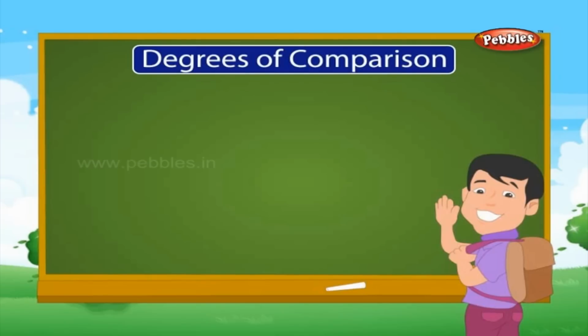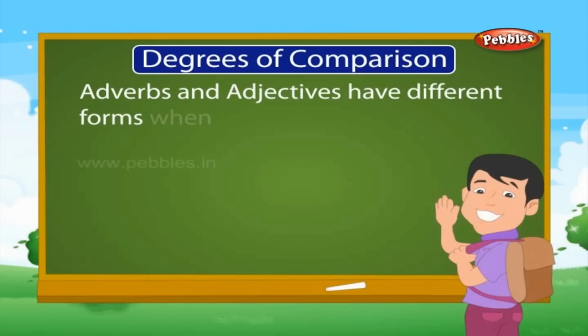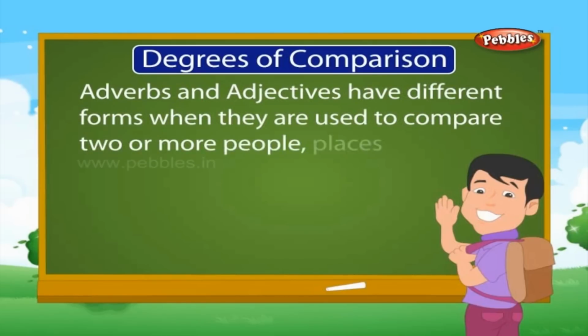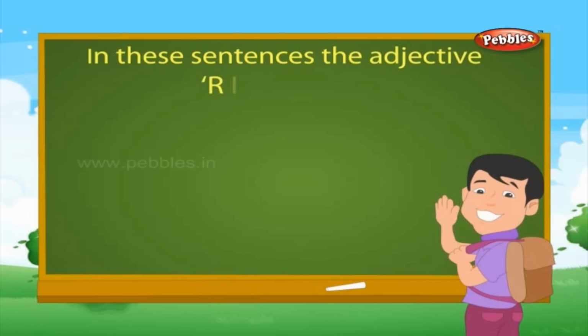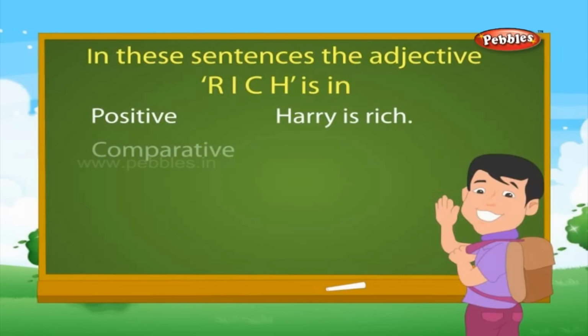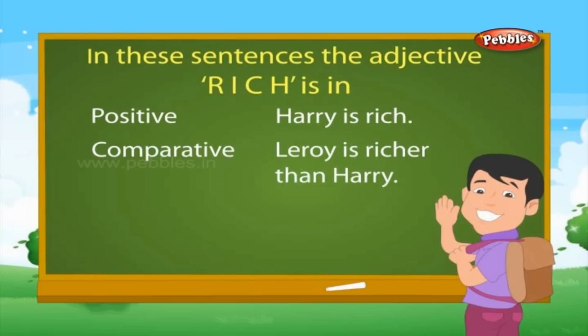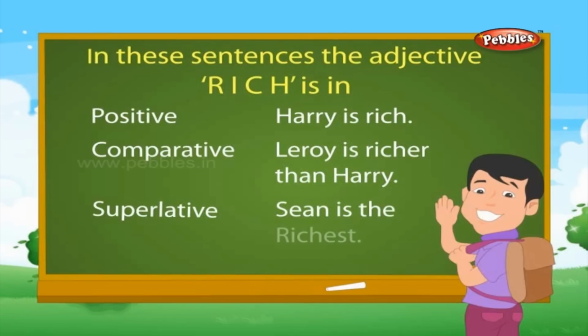Degrees of comparison. Adverbs and adjectives have different forms when they are used to compare two or more people, places, or things. In these sentences, the adjective RICH is in positive. Harry is rich. Comparative. Leroy is richer than Harry. Superlative. Sean is the richest.